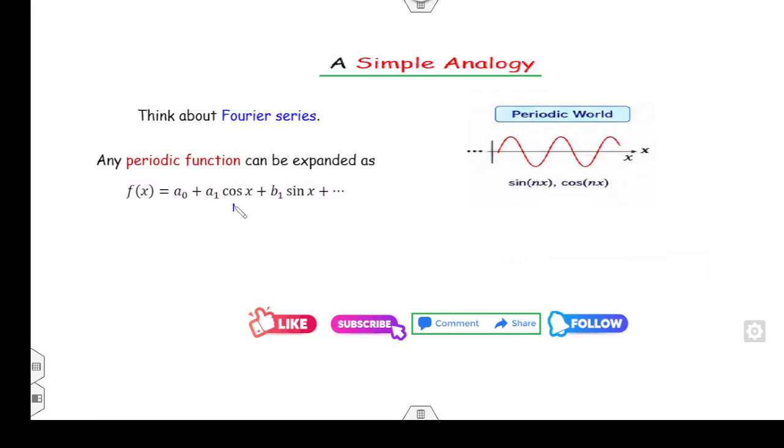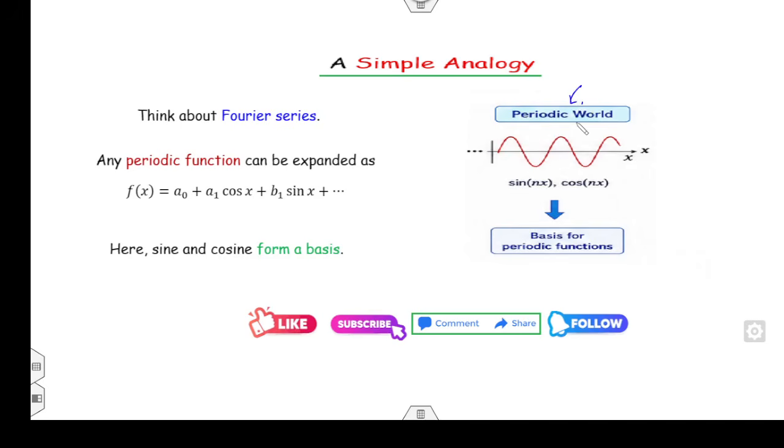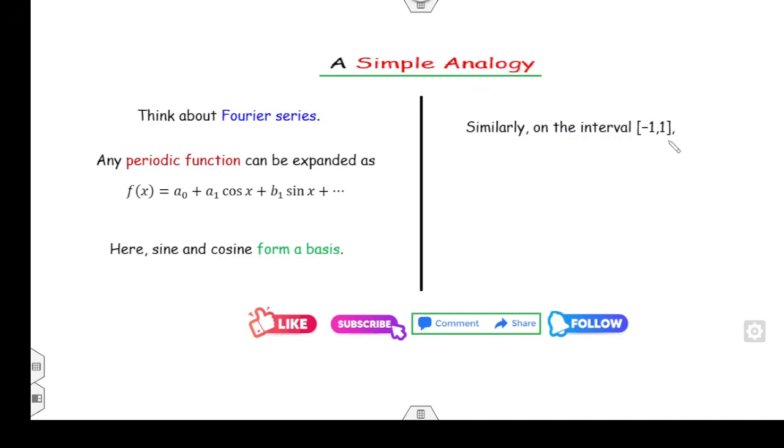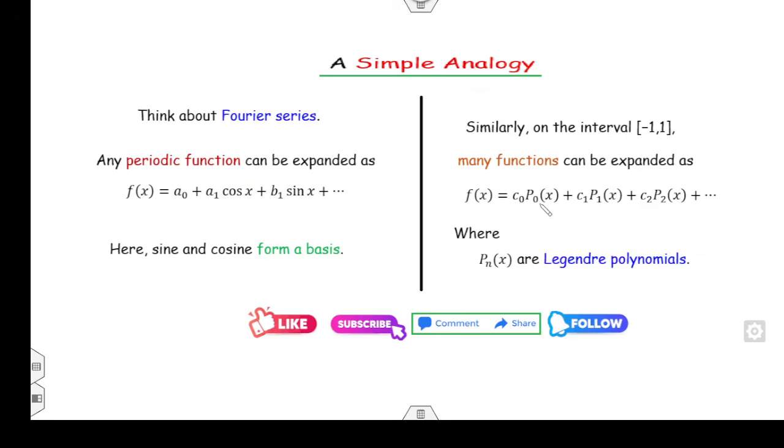What does it mean? That means you are working on a basis. What are the bases of the periodic functions? Bases are cos x and sin x. That means cosine and sine form the basis in the case of the periodic world. Similarly, if you look at the spherical world, and especially work on the interval -1 to 1, then instead of writing cosine and sine, we consider polynomials called P0, P1, P2 and so on, and these Pn's are called the Legendre polynomials.